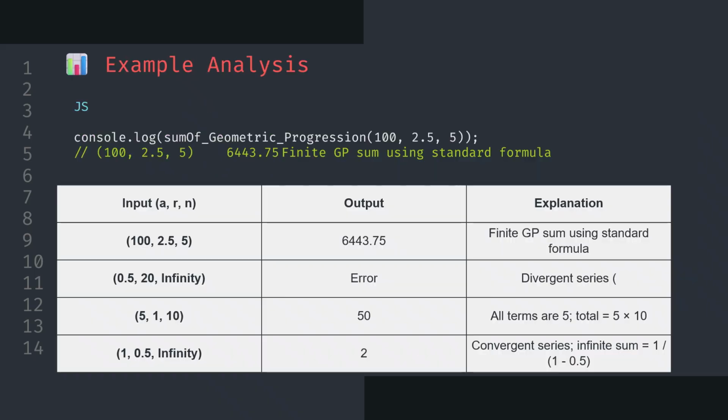Let's go through some examples. For a is 100, r is 2.5, and n is 5, we get 6444.75. But for an infinite series, where r is 20, that diverges. We throw an error. If r is 1, like in 5, 1, and 10, each term is the same. And for converging infinite series like 1, 0.5 and infinity, we get a clean sum of 2.